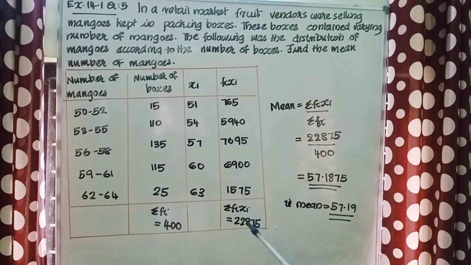Fi Xi column sum 22,875. Mean equal to sigma Fi Xi divided by sigma Fi, that is equal to 22,875 divided by 400. That is equal to 57.1875. We can round it to 2 decimal places. That is, mean equal to 57.19.